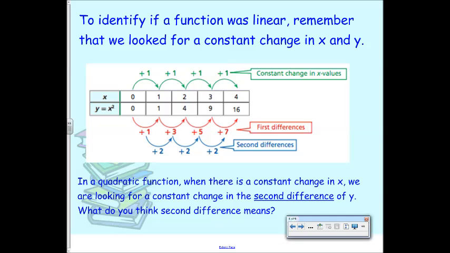But then what happened in the reds? Is that a constant change? No. So you would tell me, is this linear? No, because it doesn't have a constant change in y. However, we're no longer looking for linear, we're looking for quadratic. So when you're identifying a quadratic function, there should be a constant change in x, but in y, there's a constant change in the second difference.